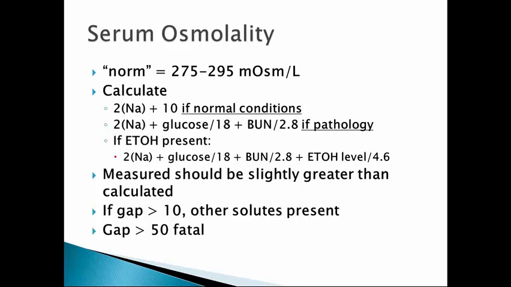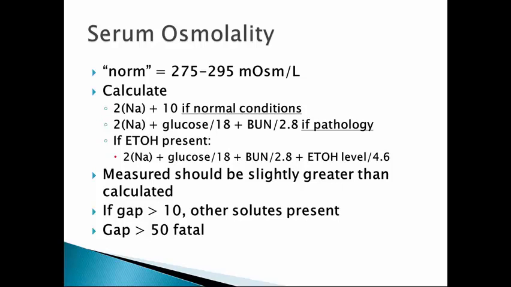So if I take 2 times my sodium level and add an unmeasured value of 10, because there's always some stuff out there we can't measure, you're going to be very close to what is in that measured osmolality on your lab work. So a normal serum sodium is about 135. So if I take 2 times 135, that's 270. I add my 10 for normality, and you can see that now I have a serum osmolality of 280. Stone cold normal.